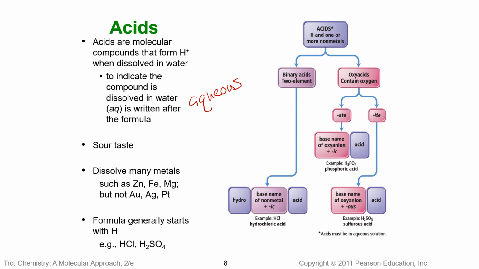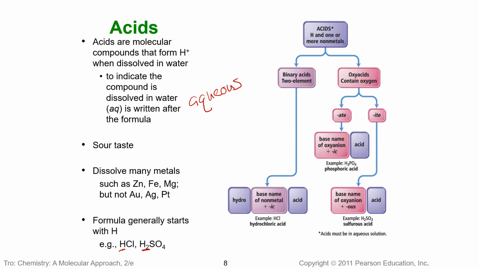We can dissolve gold and silver, but it takes a very special mixture of very strong acids to do that. And when we write these, we generally start the formula with H, and the number of H's tell us how many protons possibly could be dissociated or given off when dissolved in water.